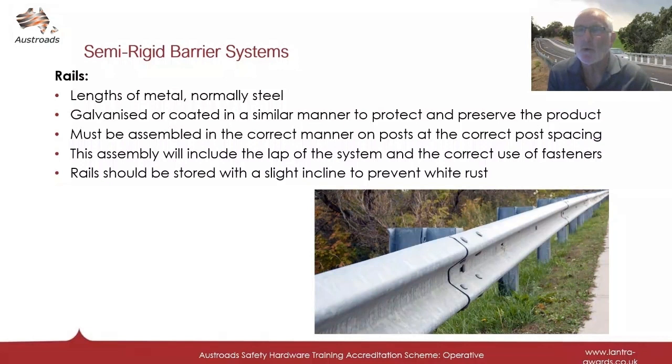Rail should be stored with a slight incline to prevent white rust. The lap of the rails should be in the direction of travel.